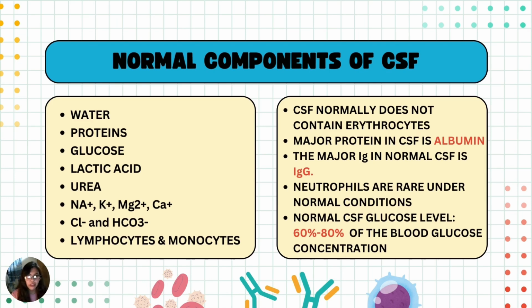Neutrophils are rare under normal conditions because if they are present in significant numbers, it is an indication of infection or inflammation. So, normal CSF glucose level is 60 to 80% of the blood glucose concentration. So, these are the normal components of the CSF.